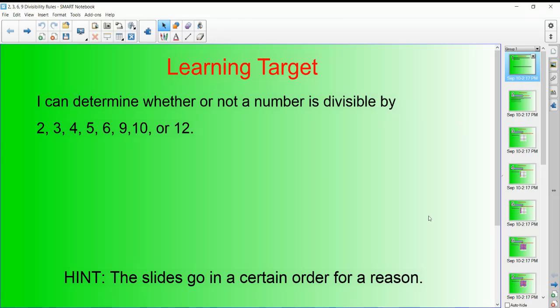Today we're going to learn about some of the divisibility rules. We're going to start with 2, 3, 6, and 9. So can I tell whether a number is divisible by 2, 3, 6, 9? And we're going to go in a certain order, and you're going to see why.